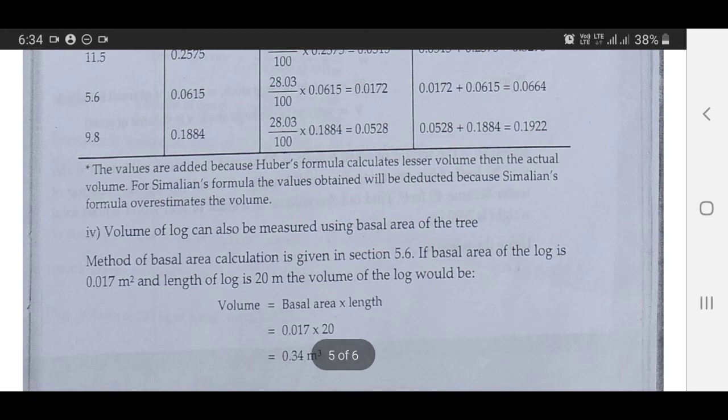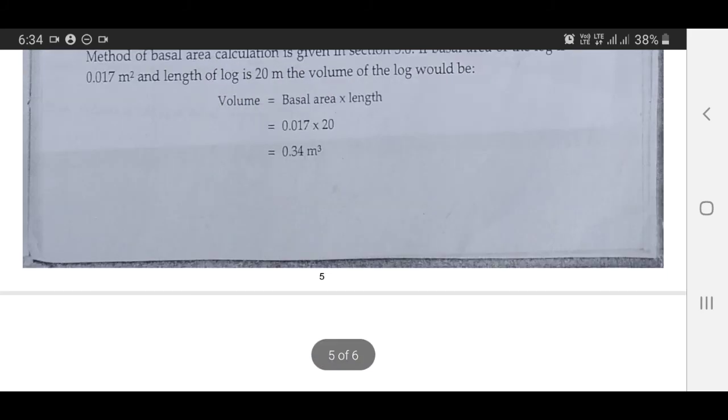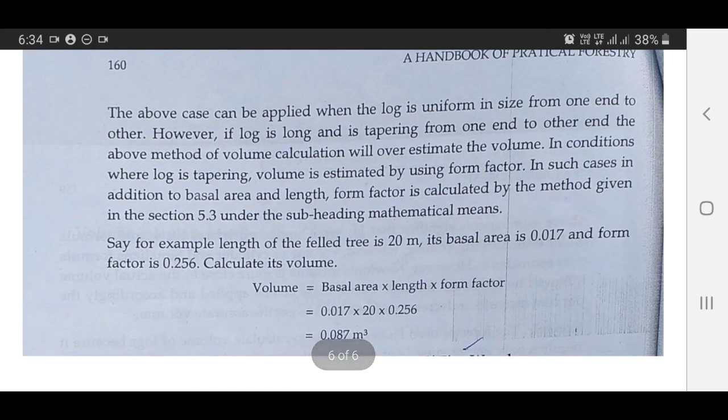Now, fourth, volume of log can also be measured using basal area of the tree. Method of basal area calculation is given in section 5.6. If basal area of the log is 0.017 square meter and length of log is 20 meter, the volume of the log would be, volume is equal to basal area into length. Basal area 0.017 into 20, all logs are of 20 meter in length, so it comes to 0.34 cubic meter. The above case can be applied when the log is uniform in size from one end to other.